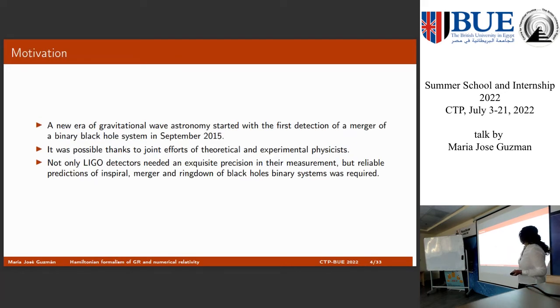And I think a good motivation for studying numerical relativity is the detection of gravitational waves. So how are gravitational waves detected? Well, gravitational waves are a prediction of general relativity. They come from solving Einstein equations in vacuum with very small perturbations. So probably this solution of Einstein's equations you will see in your lectures of general relativity.